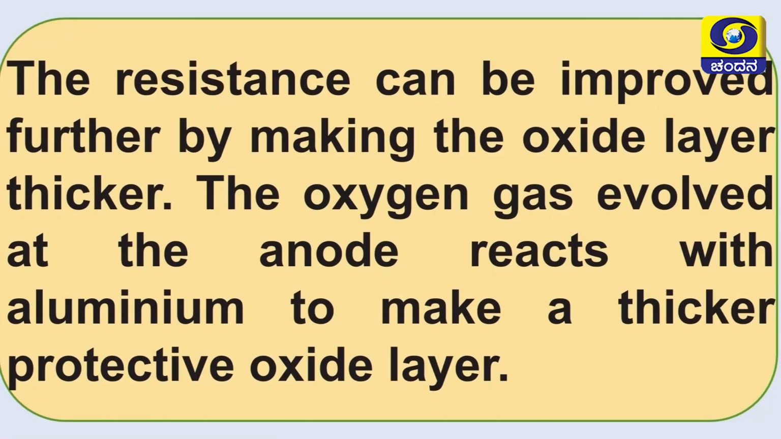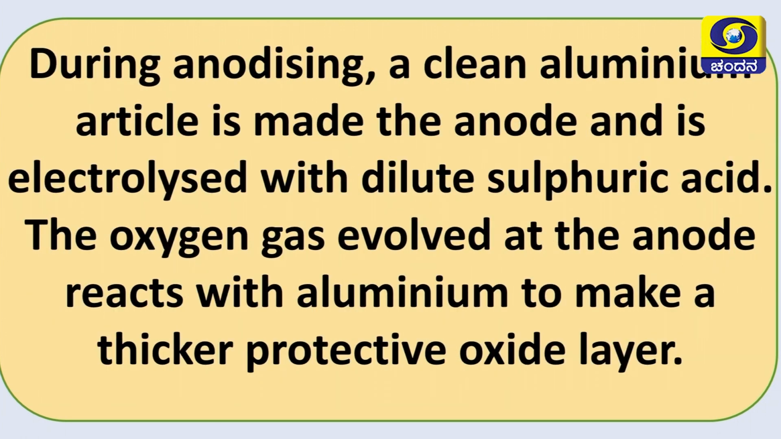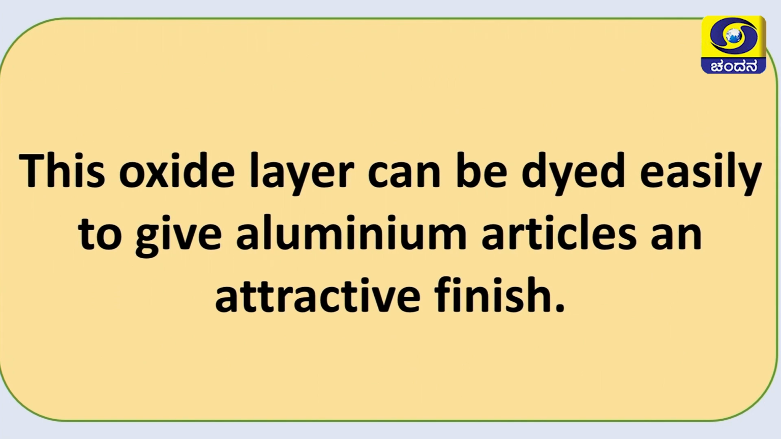Oxygen gas that is evolved at the anode reacts with the aluminium to make a thicker protective oxide layer. During anodizing, a clean aluminium article is made the anode and is electrolysed with dilute sulphuric acid. The oxygen gas evolved at the anode reacts with aluminium to make a thicker protective oxide layer. This oxide layer can be dyed easily to give aluminium articles an attractive finish.